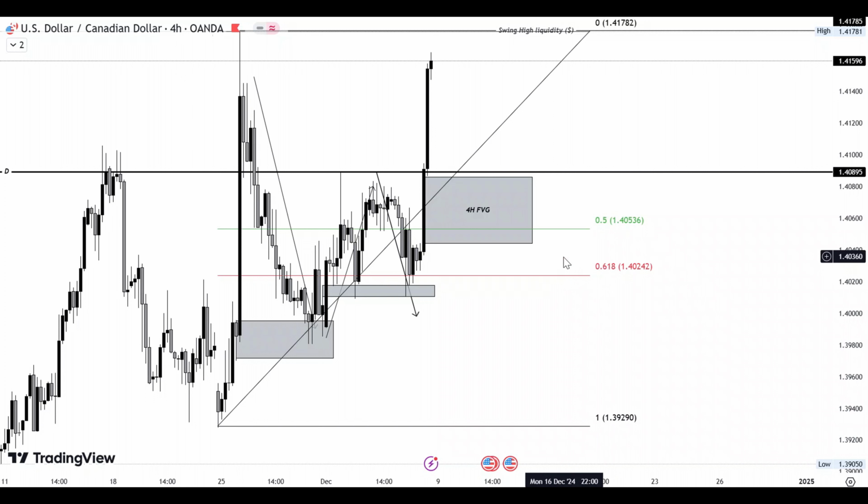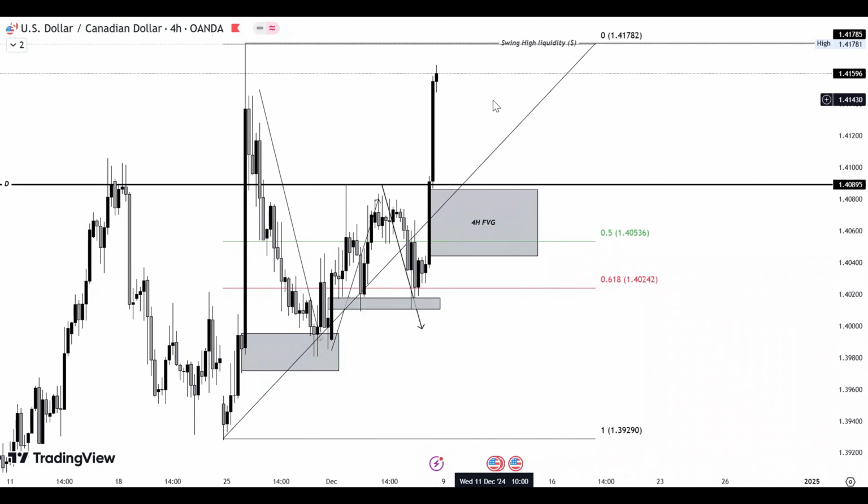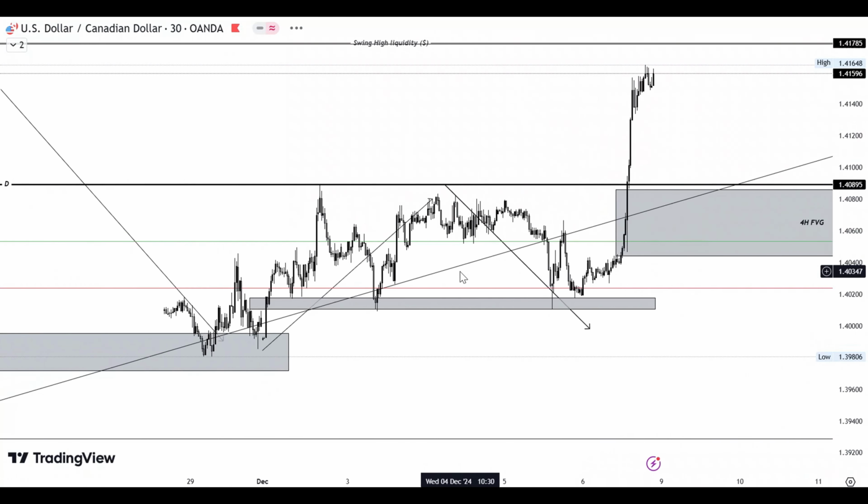It respected the fair value gap, the market filled the fair value gap, and the market respected the 0.618 Fibonacci retracement zone as a support to push the market towards this swing high, gathering enough momentum towards this swing high. So in the 4-hour time frame, you look for your liquidity levels. Now we'll go over to the 30 minutes time frame.